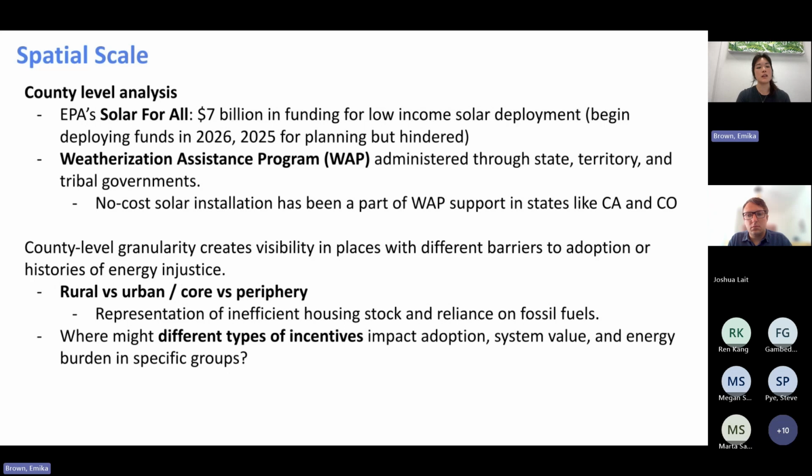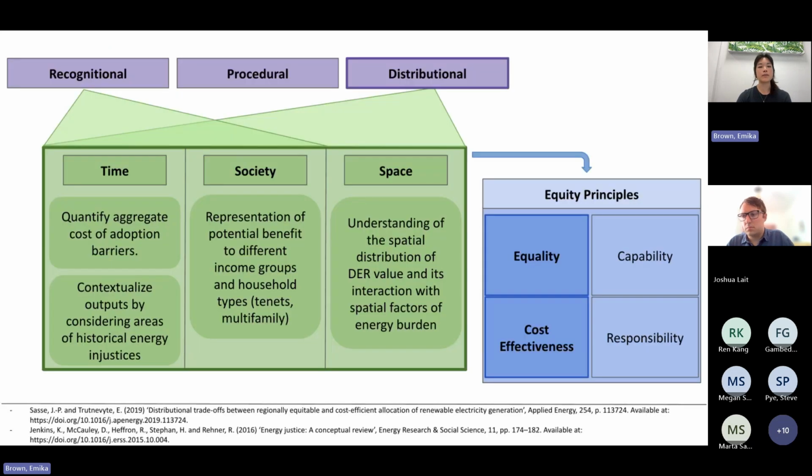As well, county level granularity lets you think about where different types of incentives might have a different impact on system value, system sizing, and then adoption and energy burden in specific income groups or housing groups.